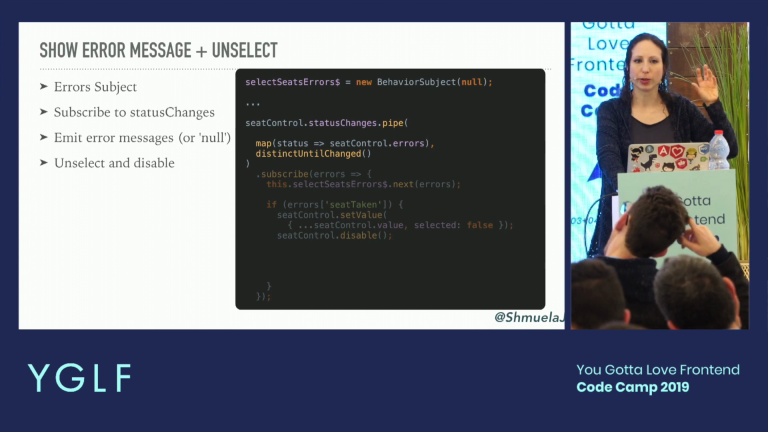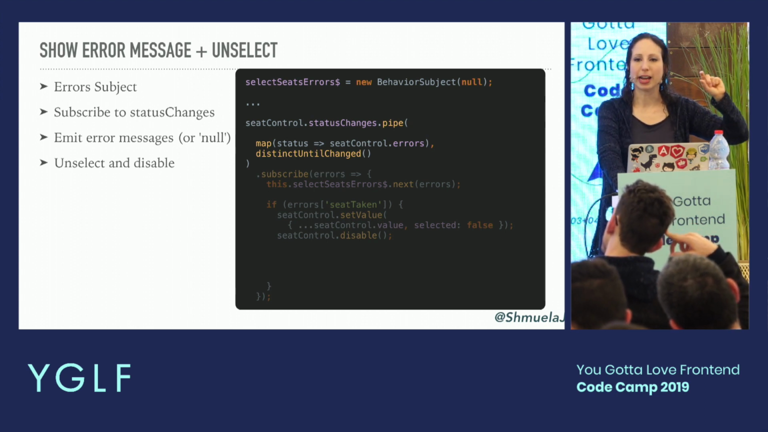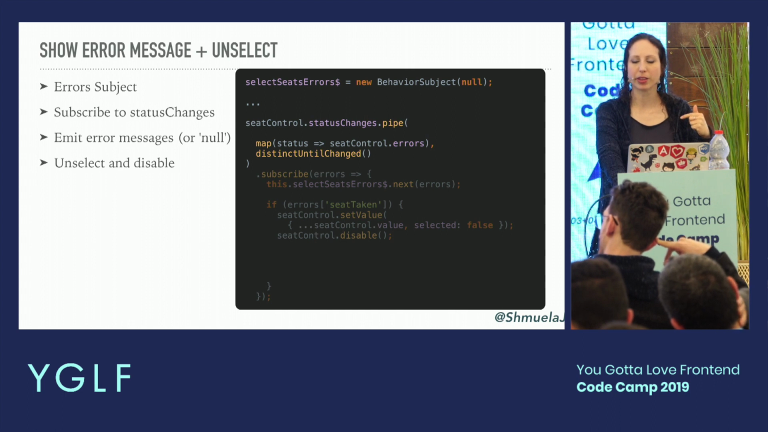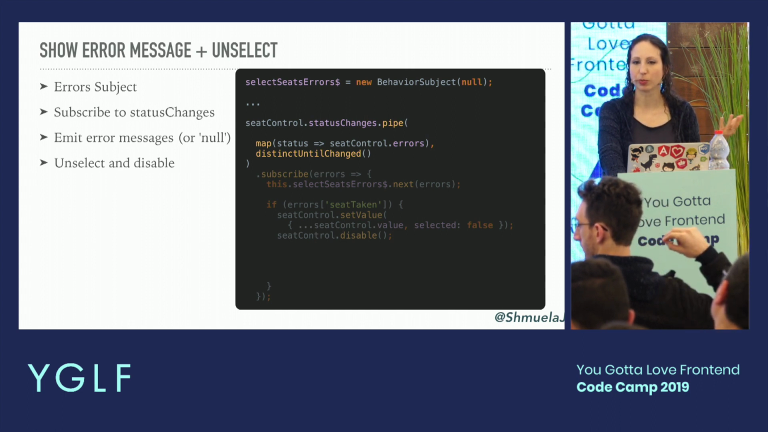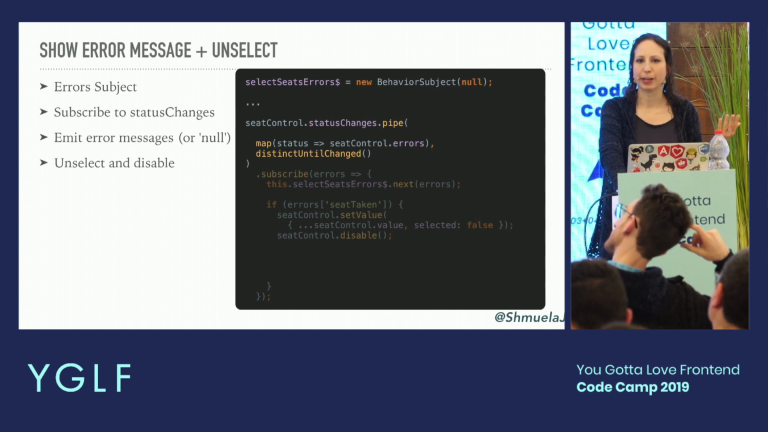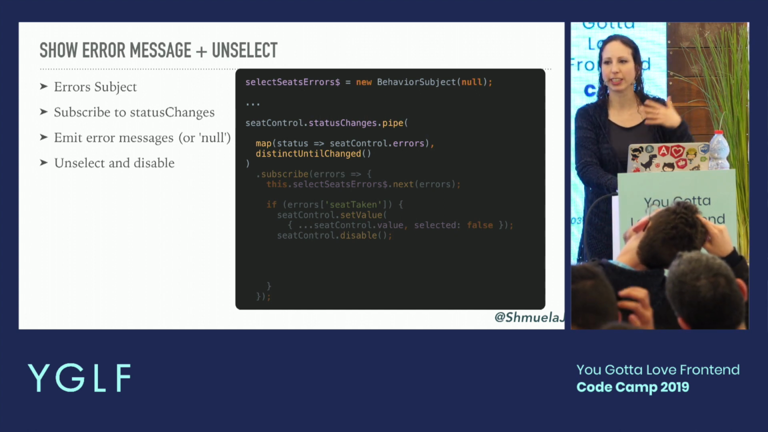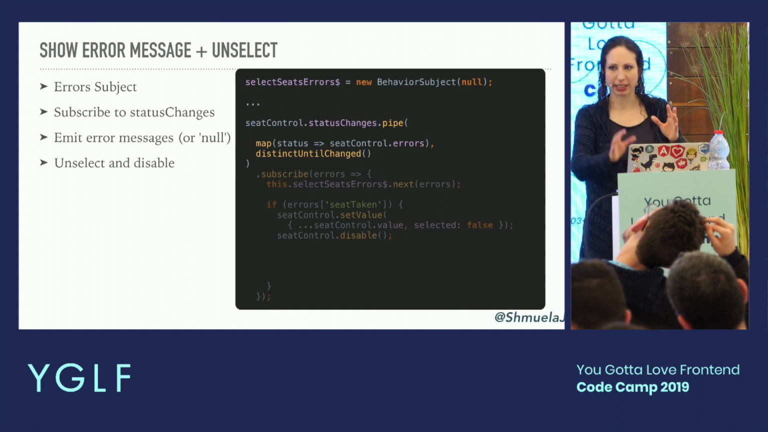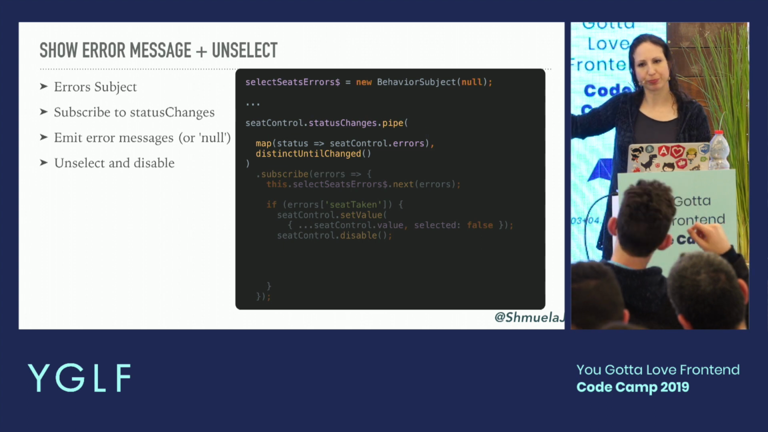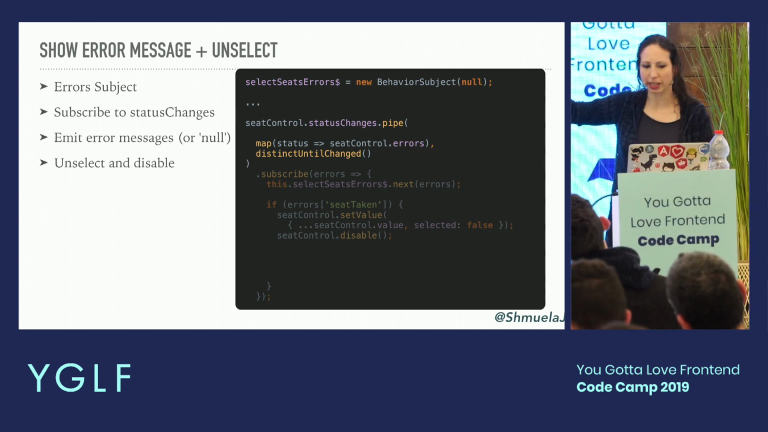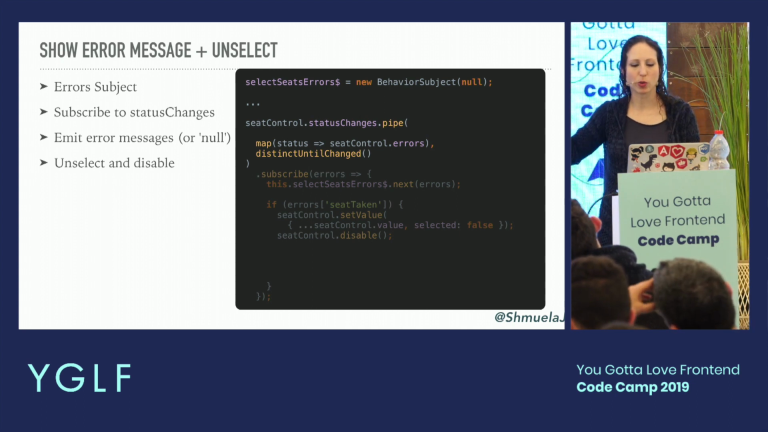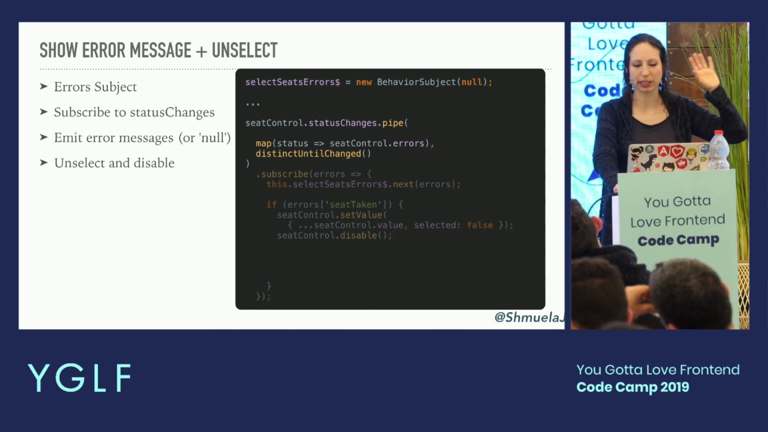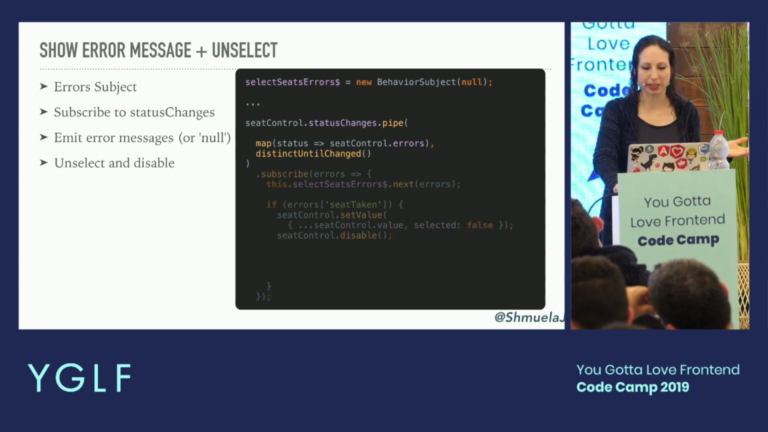Now, for each seat control, when we create it, we have another observable there, status changes, and we can listen to it. So we listen whether it has errors or not. The status can be valid, invalid, dirty, and a lot of other stuff that we have in the status, but I only care about the errors. So when we get the status, what are the errors? And I want to react only if it's distinct, because maybe something else changed in the status, but the errors remain the same.